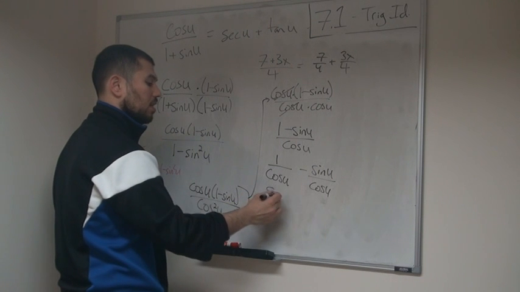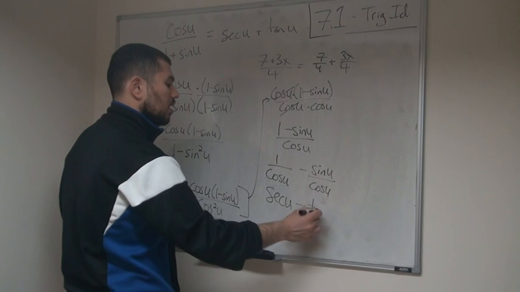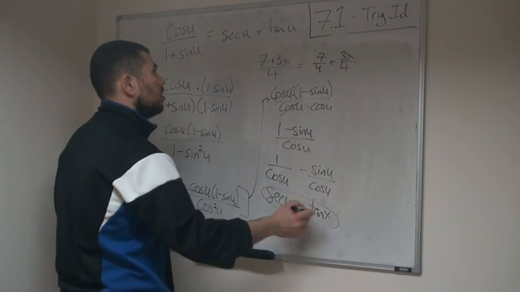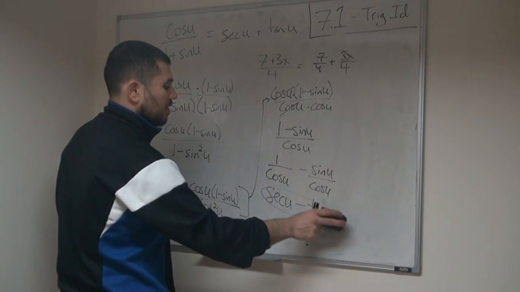1 divided by cosine is secant. Sine divided by cosine is tangent. Secant u minus tan u. Don't know why I have an x there.